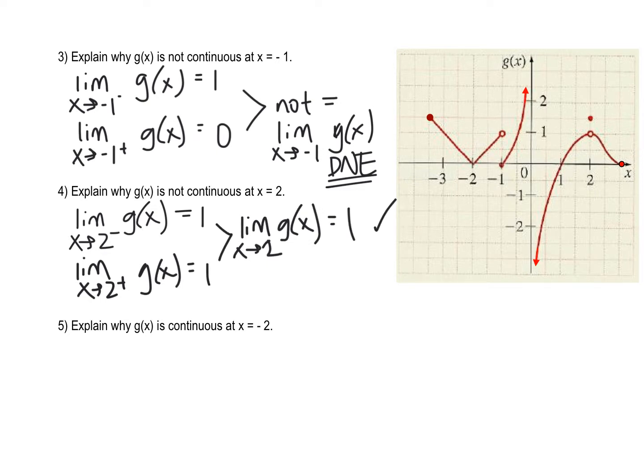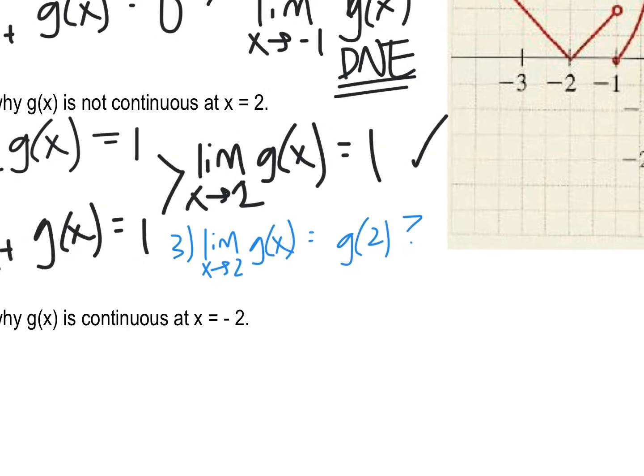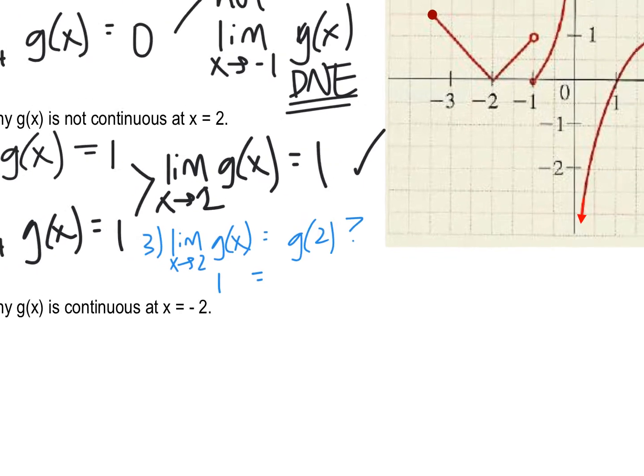Is it defined at 2? Okay, so when I plug in 2, even though I have a hole here, there's a dot right there, so I get 1.5. So it is defined. It's not undefined. There's not an asymptote there, so it passes test number 2. Let's try test number 3. Is the limit as x approaches 2 of g of x equal to g of 2? Okay, so remember the limit I got was 1. But what happens when you plug in 2?